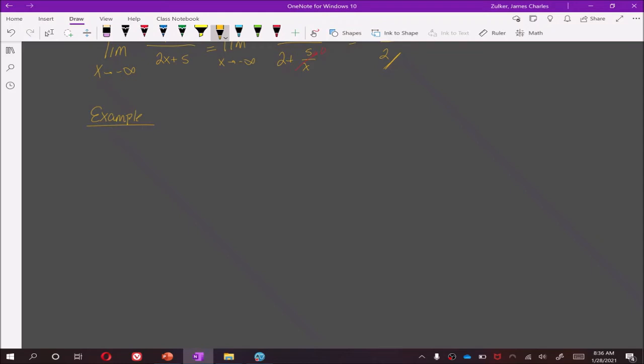All right, let's look at limit as x approaches infinity now of 3x squared plus 2x all over 4x cubed minus 5x plus 7. We again want to take the highest power of x in the denominator and divide every term by it. So in this case, it's x cubed.